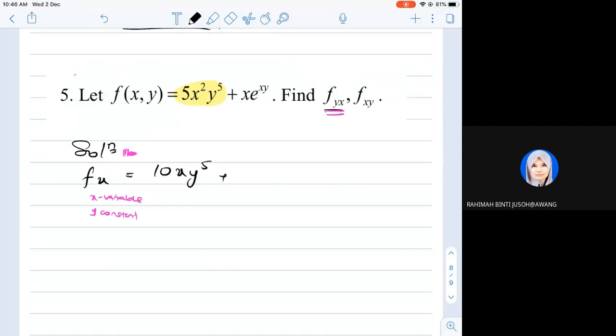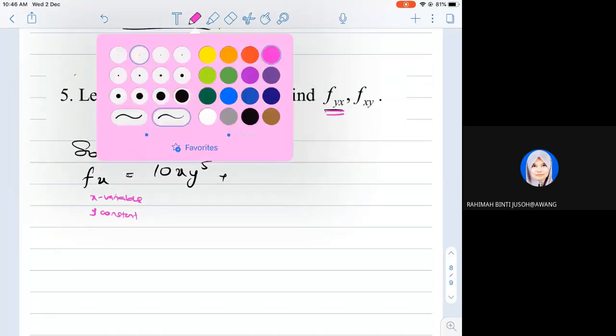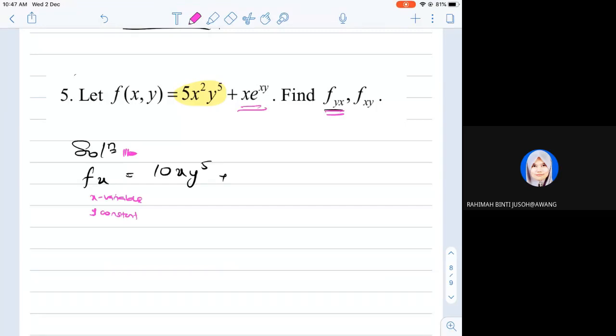And then plus, how about this? Guys, what happened here? This is a multiplication of two types of function. There is x here and there is x here, so you have to use the product rule. So this is your u and this is your v. So uv prime plus vu prime. So u is x. Differentiate v, exponent xy with respect to x. What should you get? Exponent y.